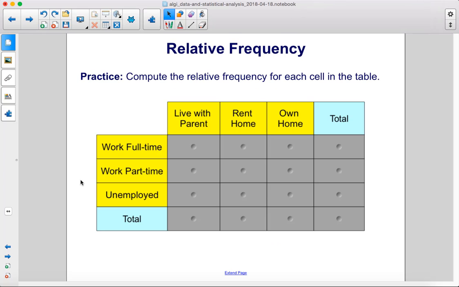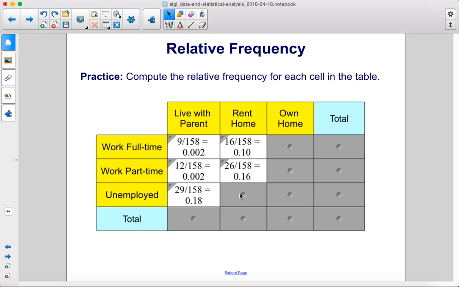Compute the relative frequency for each cell in the table. From the previous slide, we saw that 9 people work full-time while also living with their parents. So you just take 9 and divide it by 158, which is the total number of people in the survey. That gives us a relative frequency of 0.002. 12 people work part-time and live with their parents, so that is also a relative frequency of 0.002. 29 people who are unemployed live with their parents, and that gives us a relative frequency of 0.18.